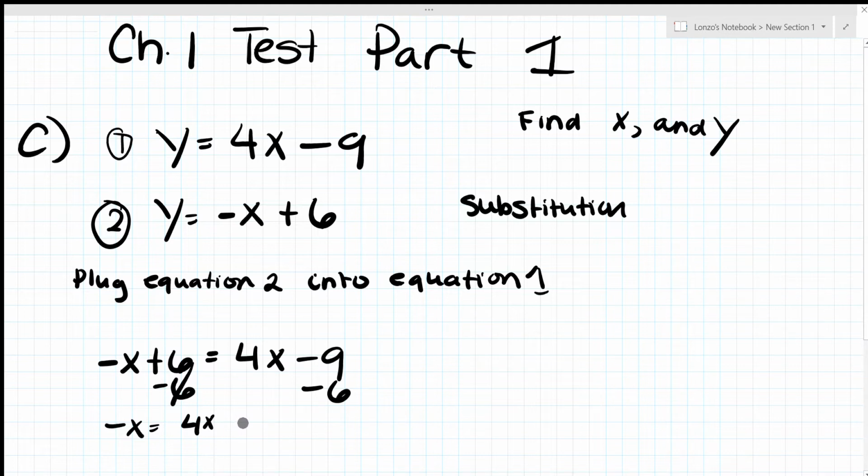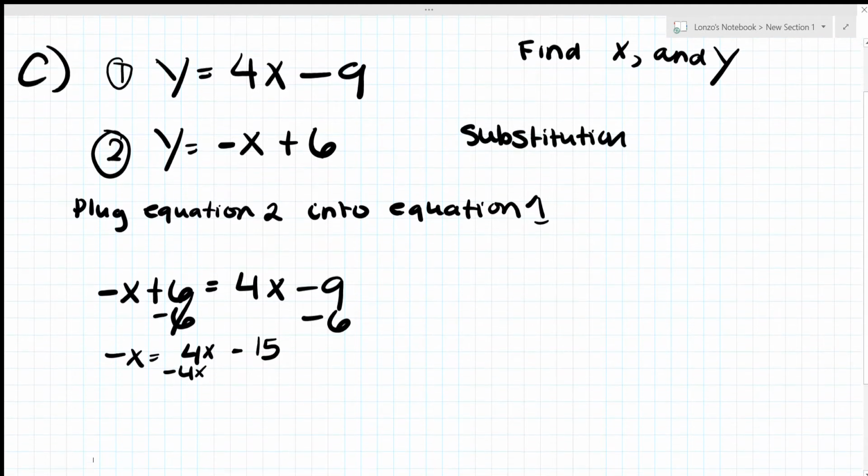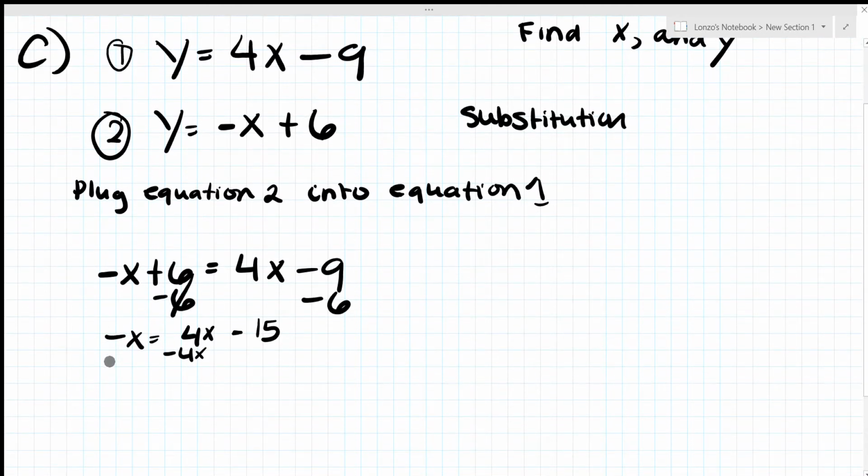Now I'm going to move this 4x to the left, so I'm going to subtract 4x from both sides. So this cancels. So what is negative x and a negative 4x going to be? When you add those two numbers, you're going to get a negative 5x, right? Negative 5x equals negative 15. I'm going to divide everything by negative 5.